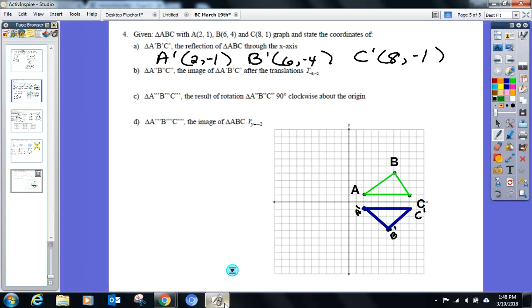A prime, B prime, C prime. So this one I'm going to move, as Casey said, 6 units to the left and down 2. And that'll ask you for your new coordinates then.